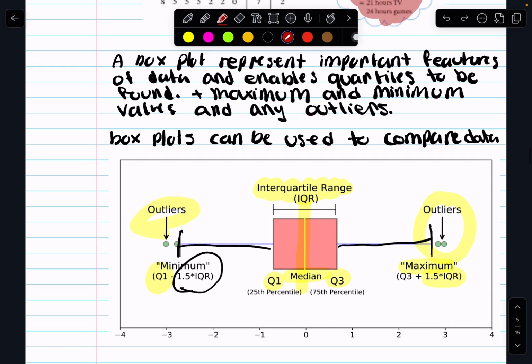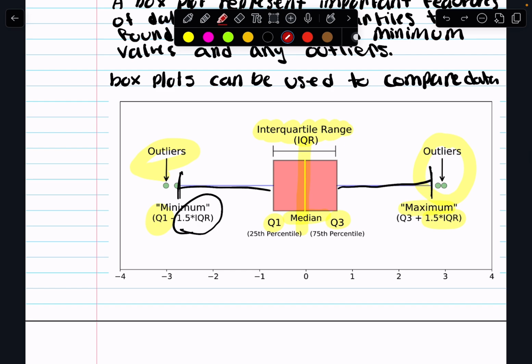A box plot represents important features of data, so you could find quartiles, you could find maximums, minimums, values, outliers, everything. Box plots can be used to compare data. So let's talk about a normal box plot. So this is my interquartile range. What does that mean? That means it's the difference between Q1 and Q3.